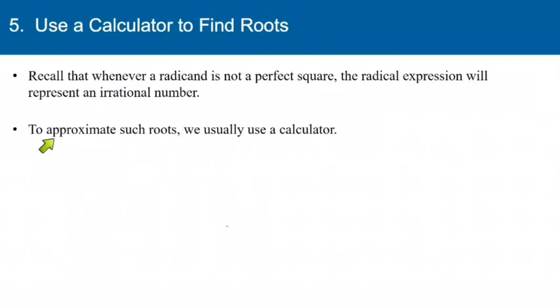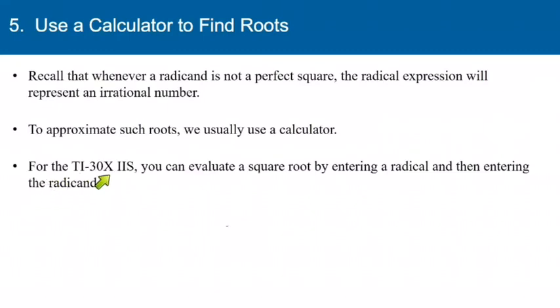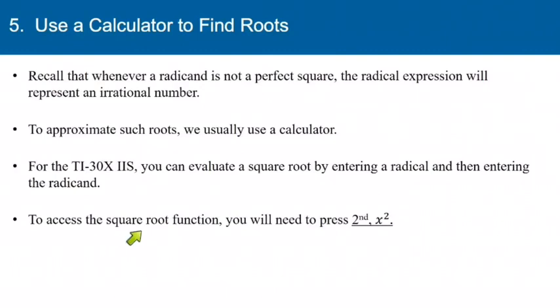And the word approximate is here because the calculator cannot give you an exact representation of an irrational number. Once you go to decimal form, it's going to have to be rounded off somewhere, and once you round, that's an approximation. For the calculator that we use, the TI-30X2S, you can evaluate a square root by entering a radical and then entering the radicand. To access the square root function, you'll press second x squared, and I've got a calculator video in your course in Canvas if you'll go watch that.